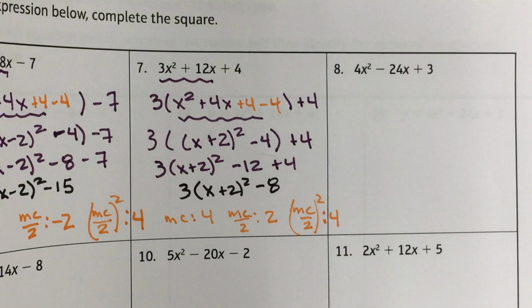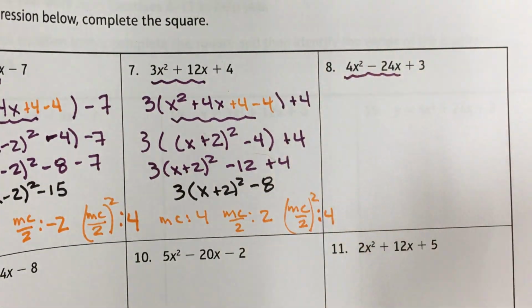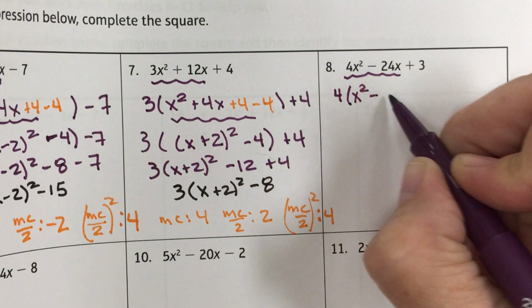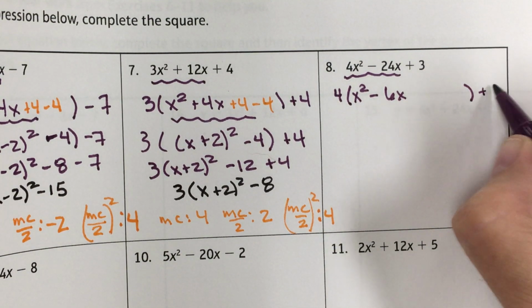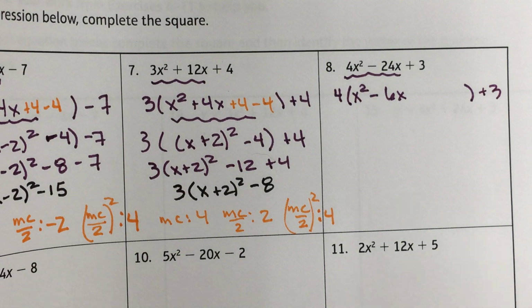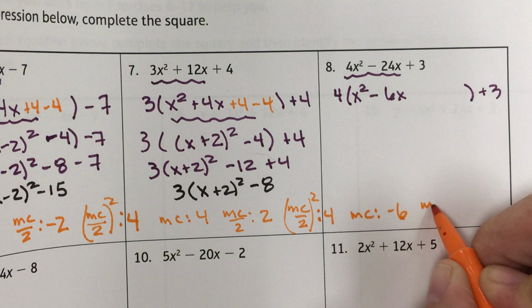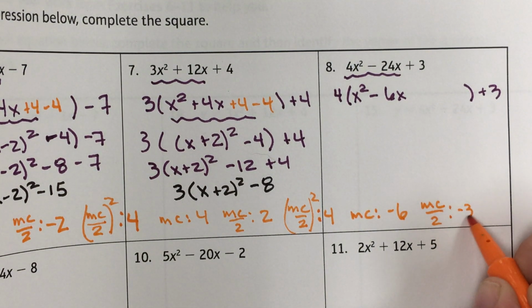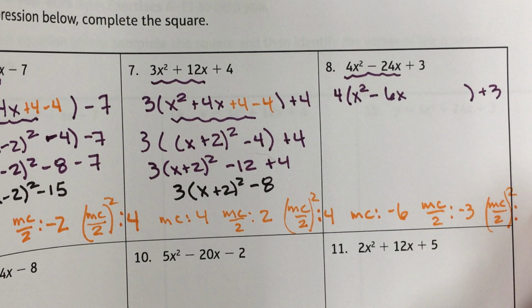Then if I do number 8, doing the same thing I've just done on the last 2 problems, I look at these two. I take out a 4 and I get x squared minus 6x. Ooh, it's something other than 4 this time. And a plus 3. Then I look at my middle coefficient, this time negative 6. I divide it by 2, and I get negative 3. Then the middle coefficient divided by 2 all squared, I am going to get 9.